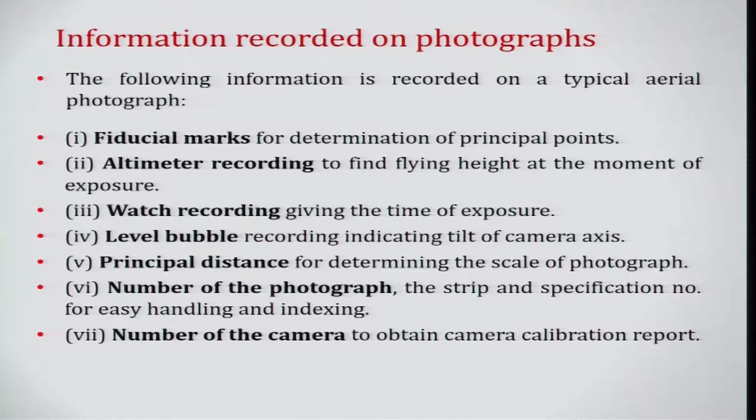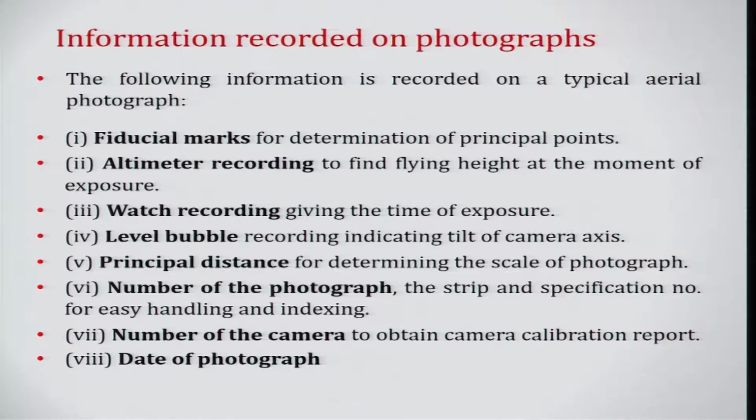And again, indexing the photographs will be important, because you can also index in terms of which area those photographs are covering. Okay. So, you can do that also. Number of the camera to obtain camera calibration report. Okay. So, this will also be available, because this will help us in knowing the focal length of the lens which was used, and the type of film which was used on that. Okay. And the date of the photograph.